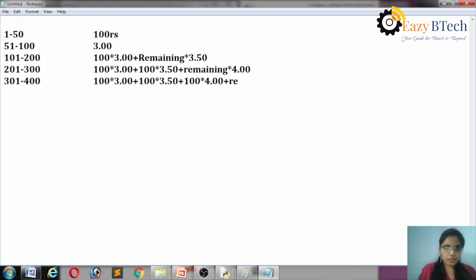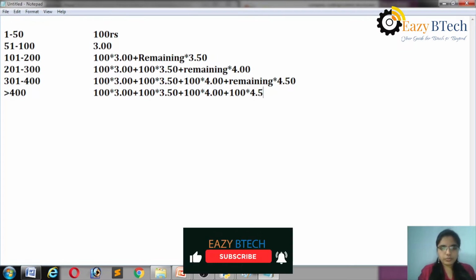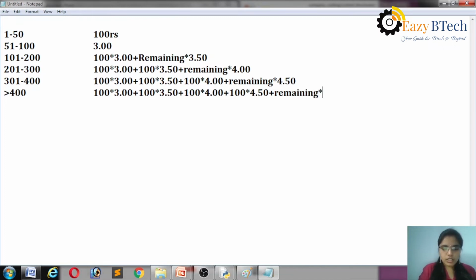Next remaining unit charge is 4.50. Next, if units are above 400, again the first 100 unit charge is 3 rupees. Next 100 charge is 3.50. Next 100 charge is 4 rupees. The next 100 charge is 4.50. The remaining units charge is 5 rupees. Okay, these are the rules. Okay, let's write a code for this.